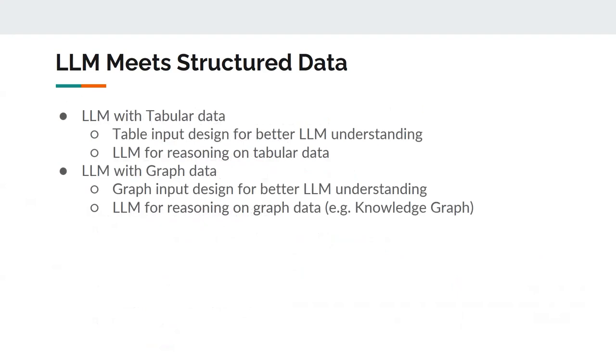Okay, let's dive deeper into how we can incorporate structured data with LLMs. We will talk about tabular data and graph data respectively, and we will start with tabular data. We need to design a table input that can be easily understood by LLMs. This involves transforming the table into a format that the LLM can process and understand. Once we have a suitable table input design, we can then use the LLM to reason on the tabular data. Moving on to the graph data, we again need to design a proper graph input, and also we need to reason on the graph data.